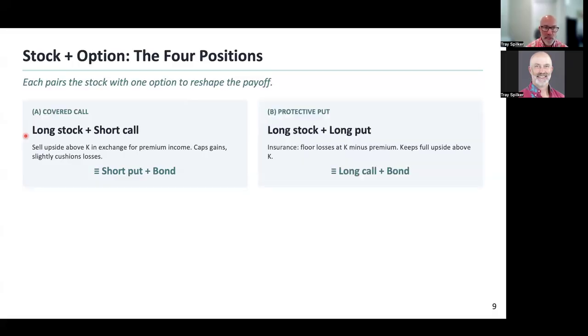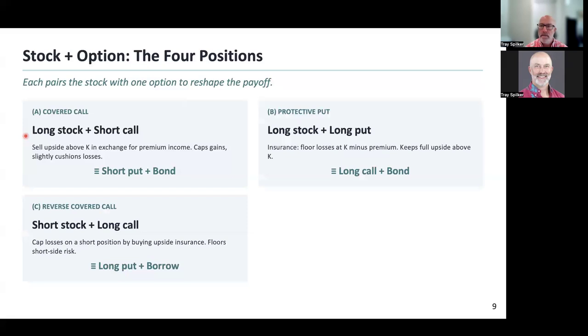Position B here is a protective put. So again, you have a long stock position, so you're invested in the market, but you're worried about the market pulling back. So you buy a put option in equal amounts, and it provides basically a floor value for your long position, right? It's like insurance. And you still participate on the upside.